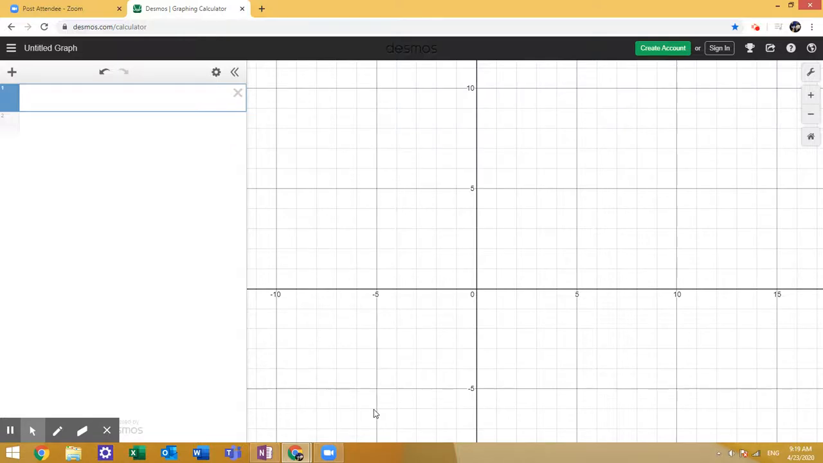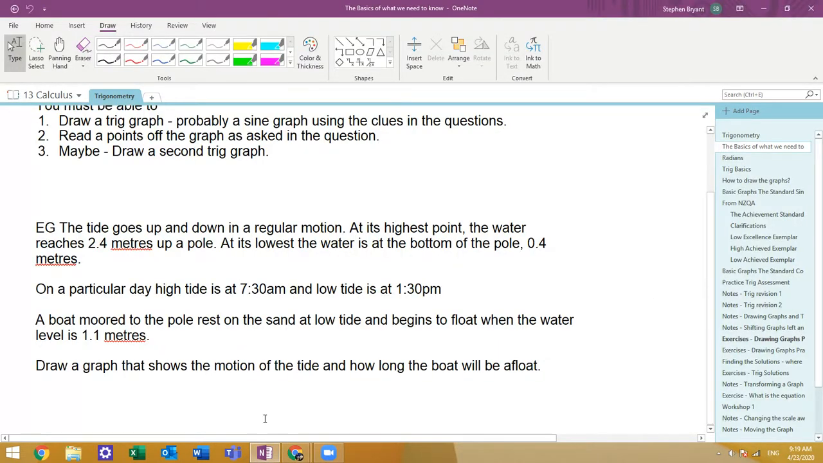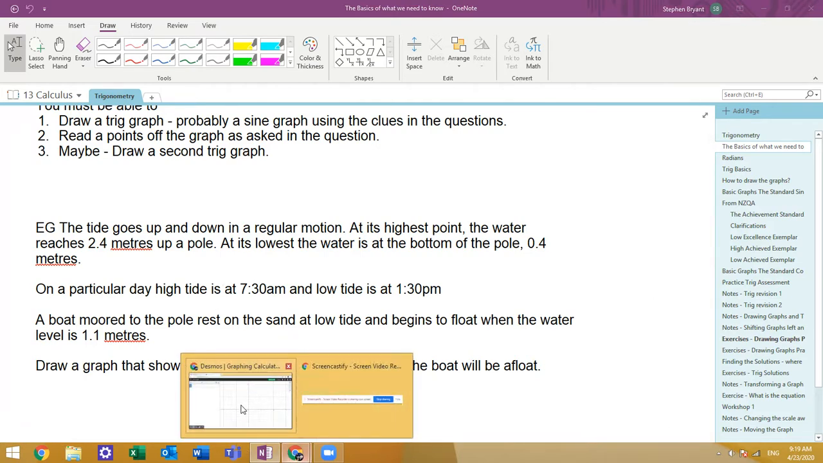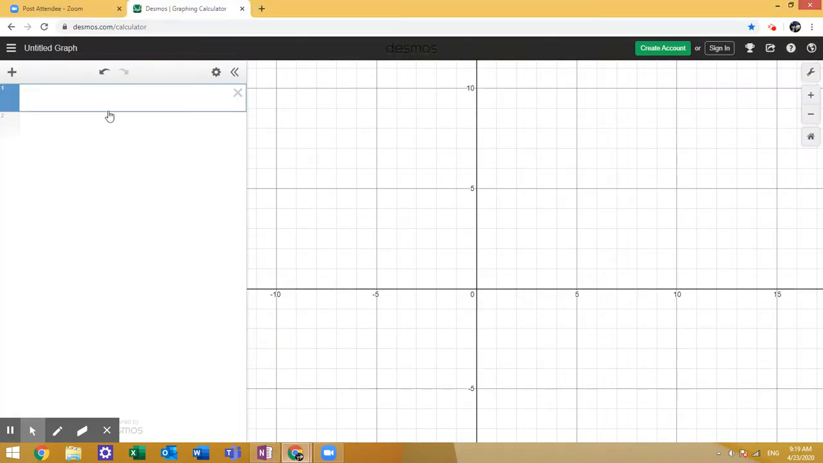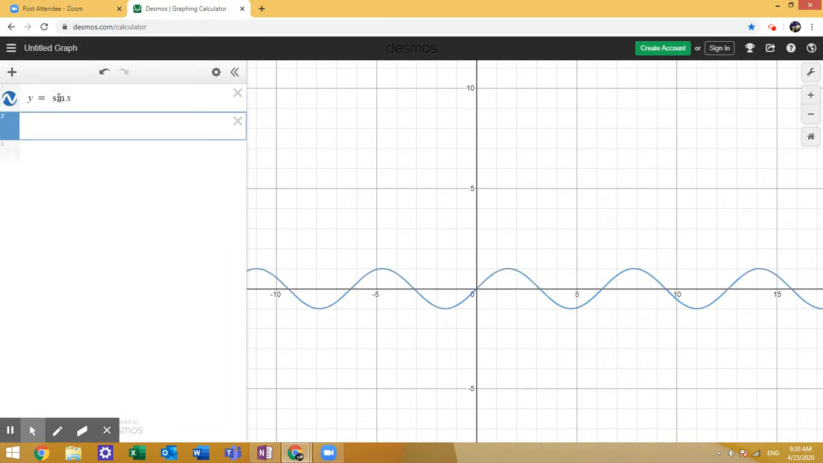Okay, people, let's just go back over what I just set out in workshop 2. We're taking the English problem here and turning it into a maths problem. So I know my graph is going to be a sine graph, so I'll just start with that. It's going to be sine. So I need to now start transforming my sine graph according to the clues in my question.